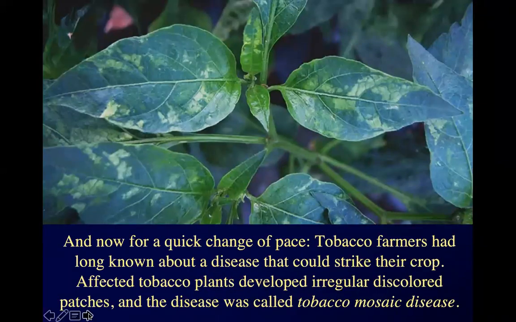So that's a tobacco plant. And for at least a couple centuries, tobacco farmers knew about a disease that could hit the crop. Affected tobacco plants develop these light patches on the leaves that are irregular in shape. And because you have these light patches on a dark leaf, the disease was called tobacco mosaic disease.